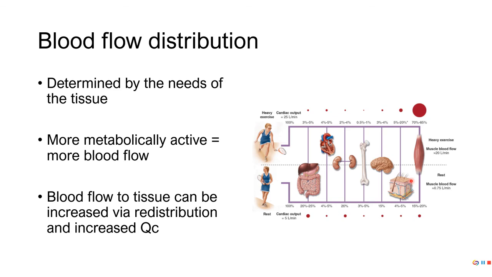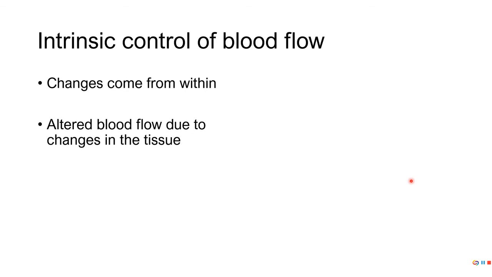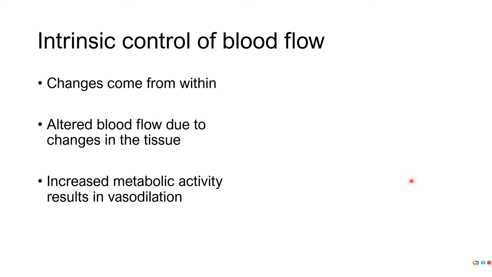So, intrinsic control of blood flow. These changes come from within. What I mean is the changes in blood flow are occurring due to things happening inside the tissue. So if we increase metabolic activity, meaning that these tissues need more oxygen or are producing more CO2, that's going to cause vasodilation of the vessels that go to those tissues.